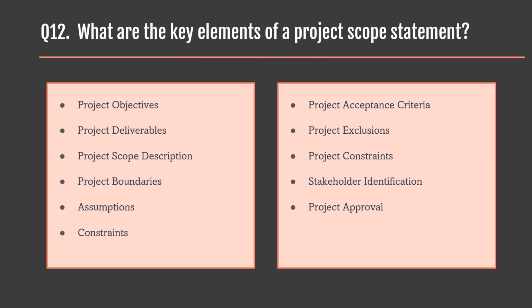Project constraints. Describe any factors that may limit the project's options or approaches, such as schedule constraints, budgetary restrictions, or technological limitations. Stakeholder identification. Identify key stakeholders and their roles in the project. This helps project sponsors, team members, and other relevant stakeholders. Project approval. Include information about the approval process for the scope statement. Who needs to approve it and what are the steps for obtaining approval?